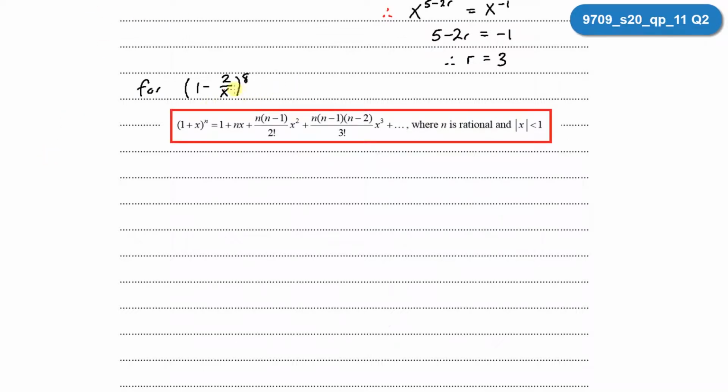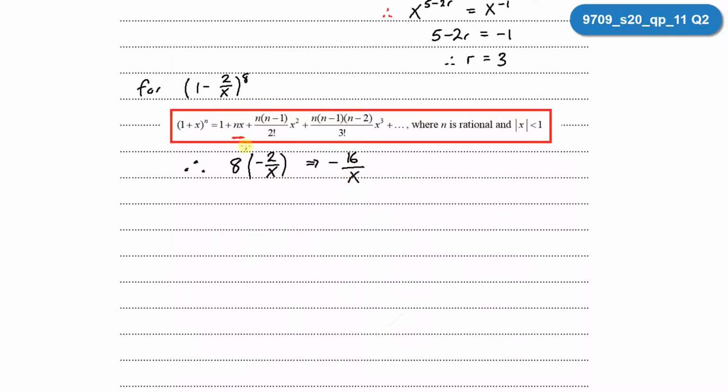So it's likely that the term in 1 over x is going to come out as the second term, which is nx here. So by expanding, nx will simply be n, which is 8, of x, which is in this case minus 2 over x. And this gives us minus 16 over x.